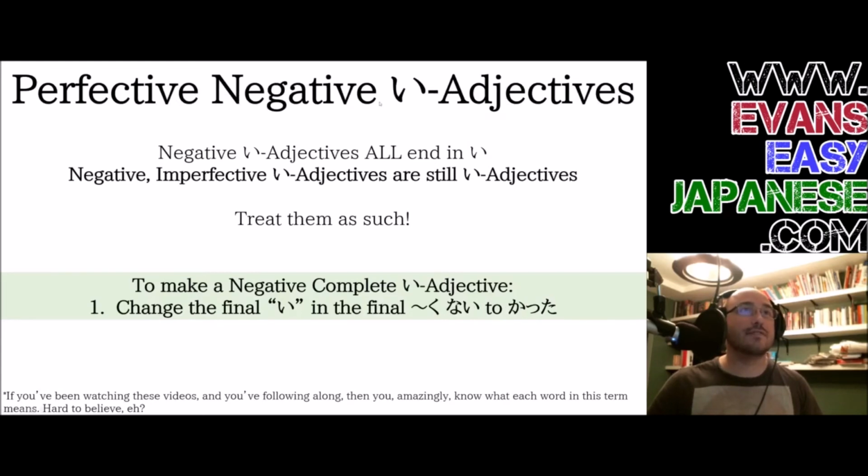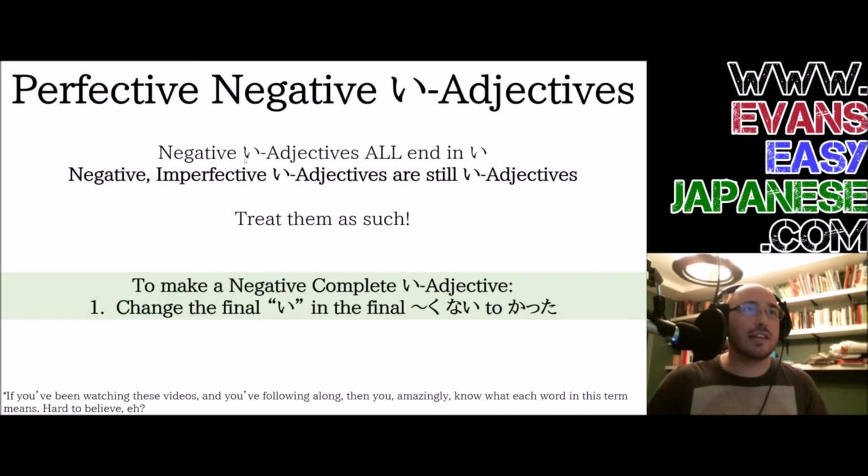Perfective negative E adjectives. So we're gonna be making E adjectives that were negative, that we learned how to do in a previous video. We're gonna make them perfective, aka complete. We're gonna make them past tense. We're gonna make them perfective, complete.